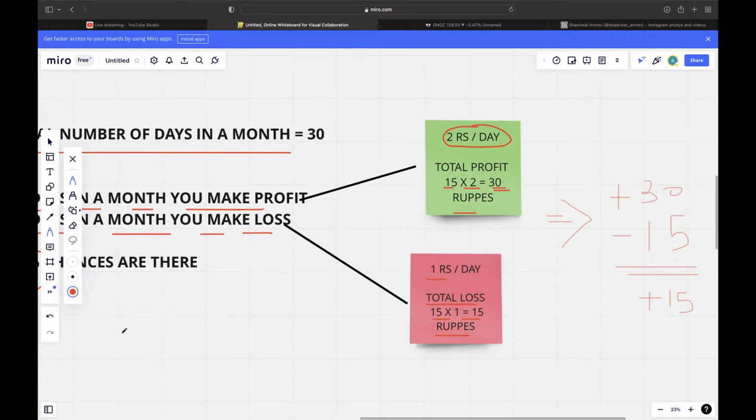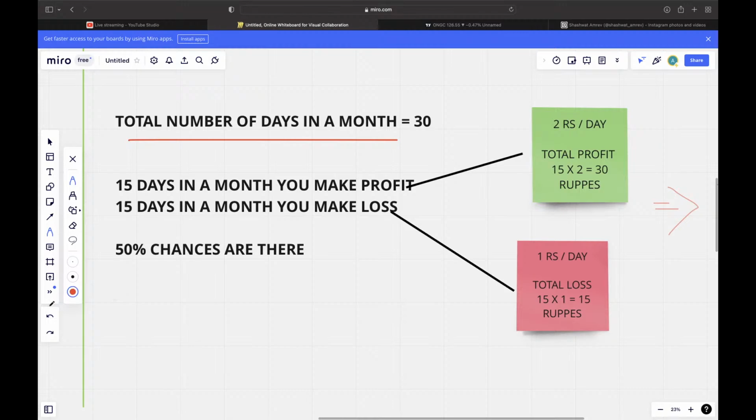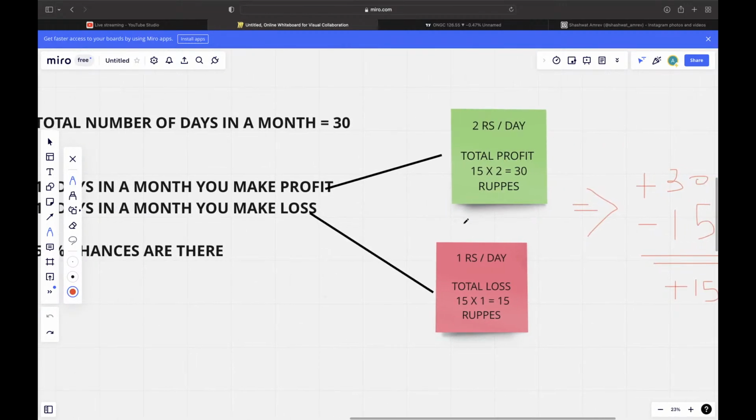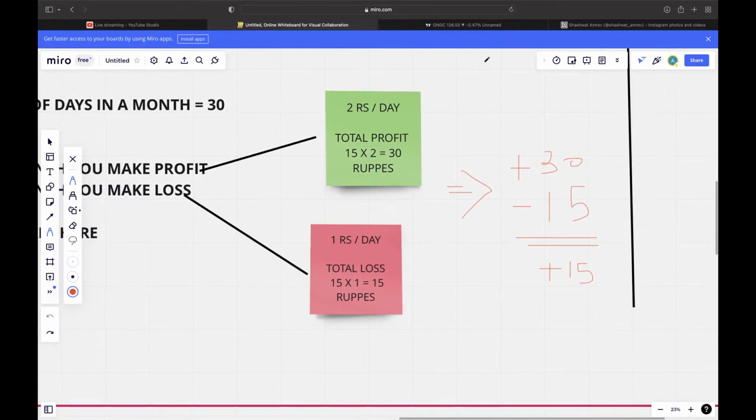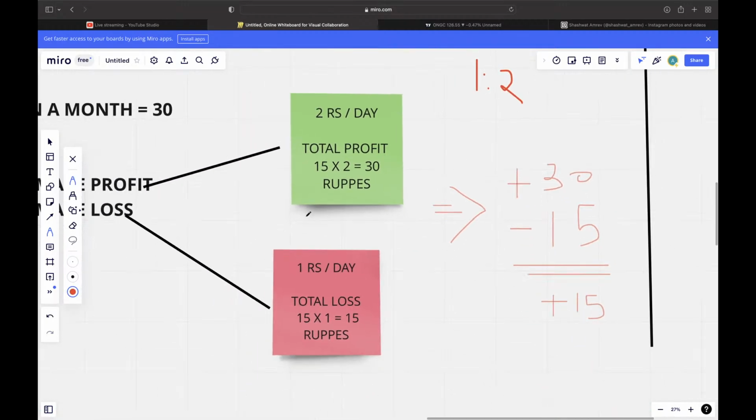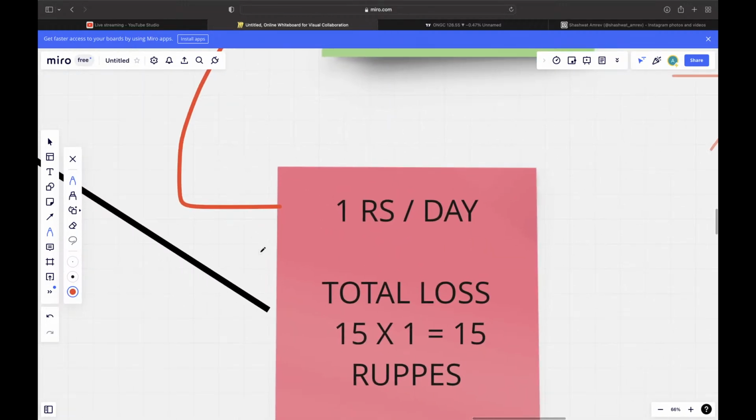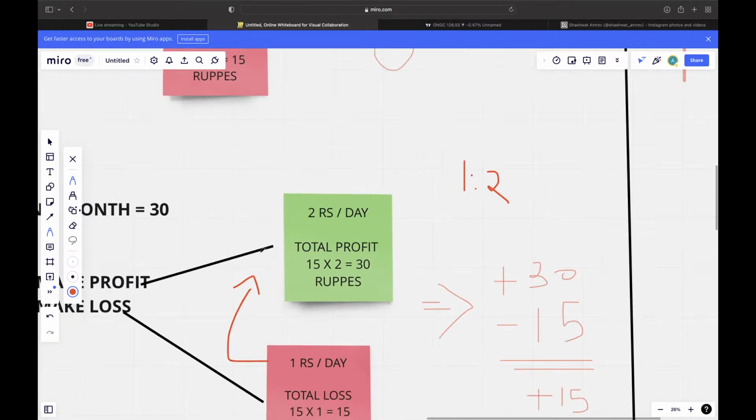What is the total conclusion, everyone? What is the total conclusion? Can you say in the chats? Whenever you make profit, at least do 1:2. So what happens? 1:2, you make profit more than your loss. So loss is 1 rupee, make profit at least 2.